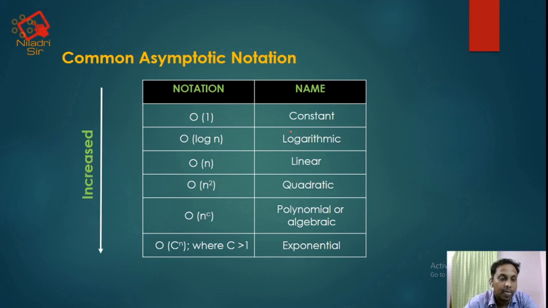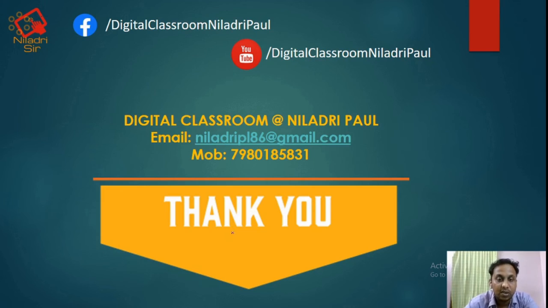So as you can see, the time increases from top to bottom. Order of 1 is constant. Next, the value of order of log n is greater than order of 1. Next, order of n is greater than order of log n. Order of n square is also greater than order of n, and order of n to the power c is greater than order of n square, and order of c to the power n is greater than order of n to the power c. Okay. So this is all about the big omega and big theta notation.